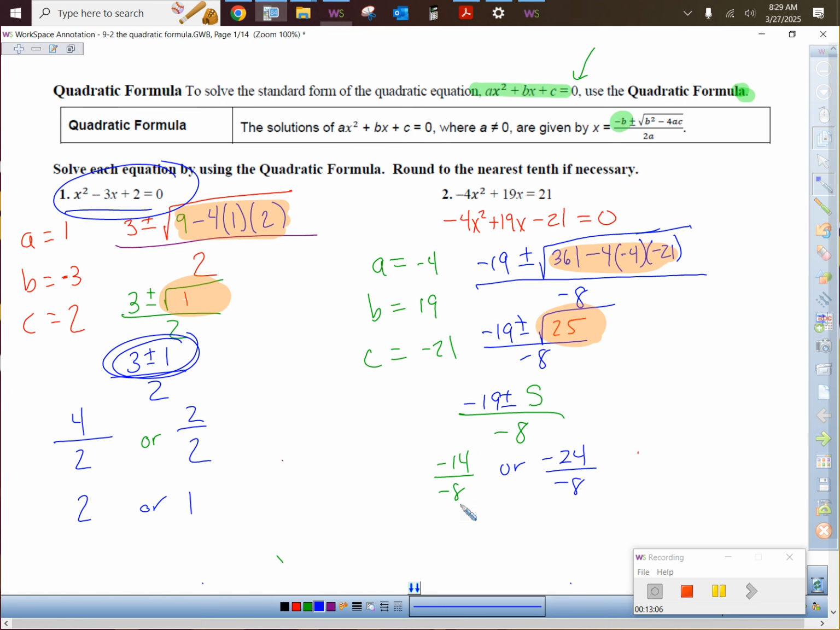2 goes into each one of those. 14 over 8 is 7 over 4, or 24 divided by 8 is 3. Did those answers come out nice? Yes, they did. What do I mean by that? There's no square root signs with them at all. Those are rational numbers. You could have factored that. Factoring would have been a bad choice.